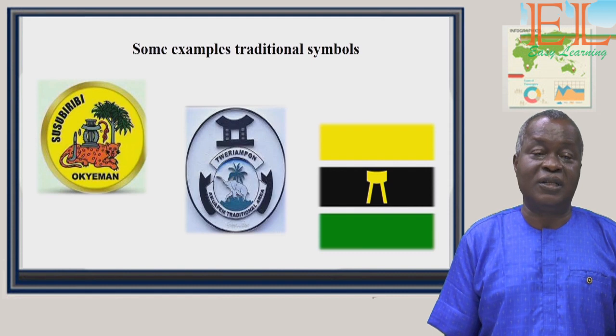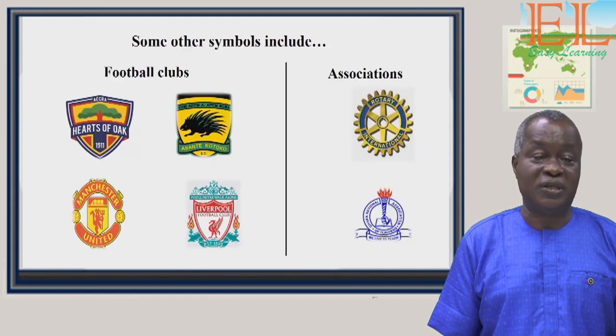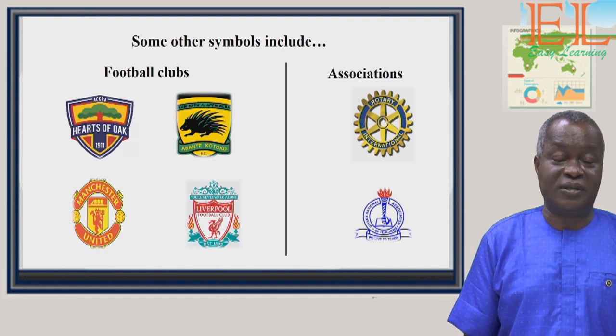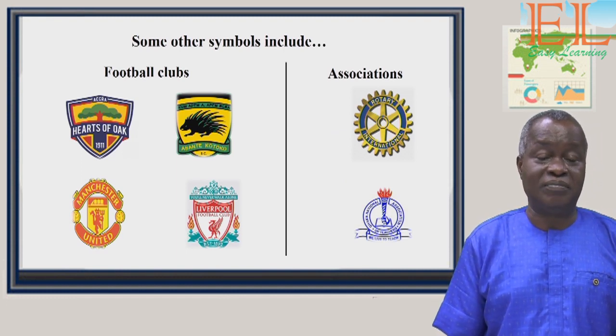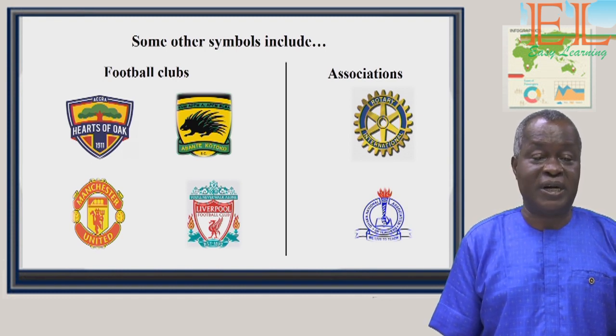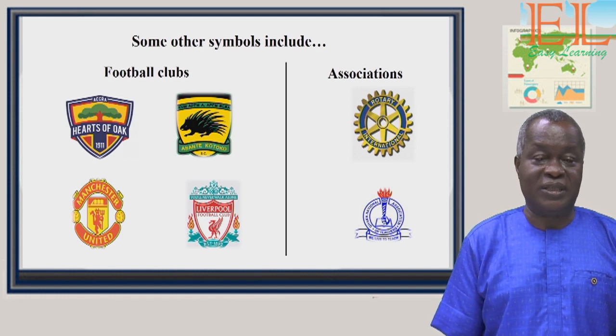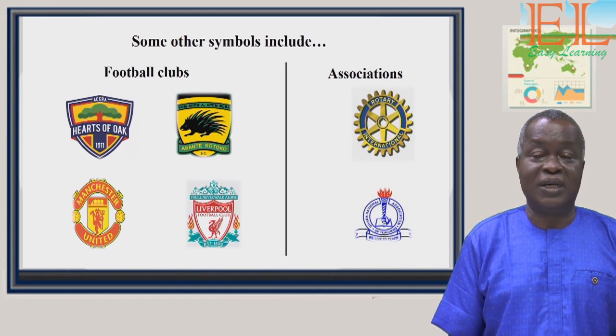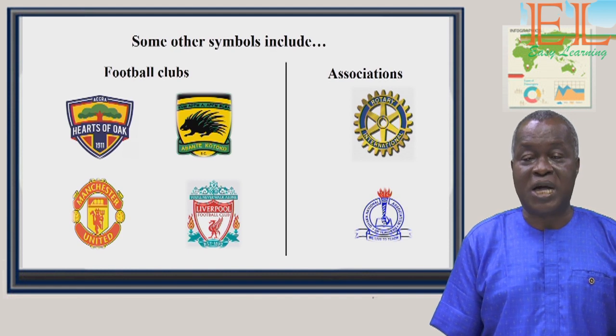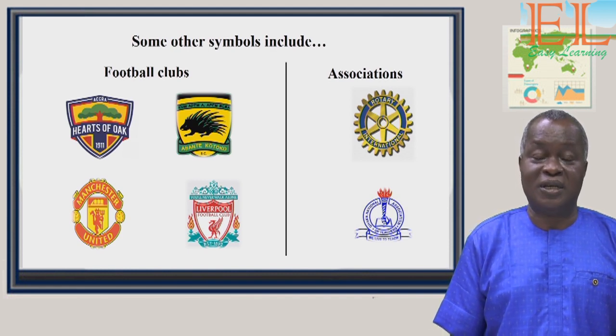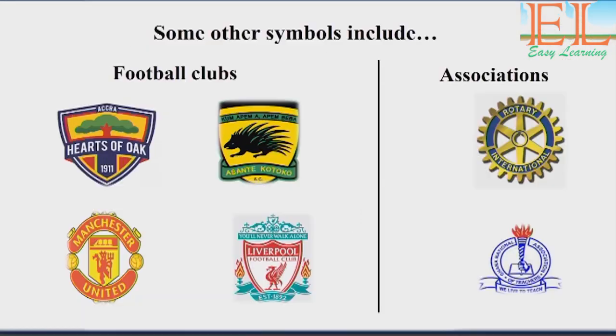Going further, there are some other symbols which include those for football clubs. We have two for the nation here and two for foreign teams. The first two, we have Accra Hearts of Oak and Kumasi Asante Kotoko. For the foreign teams, we have Manchester United and Liverpool. We also have symbols representing associations or groups. The first one is Rotary Club. The third, Ghana National Association of Teachers, or simply GNAT.